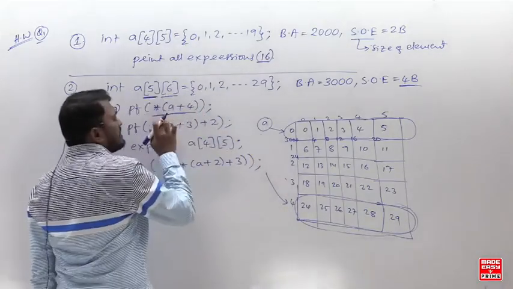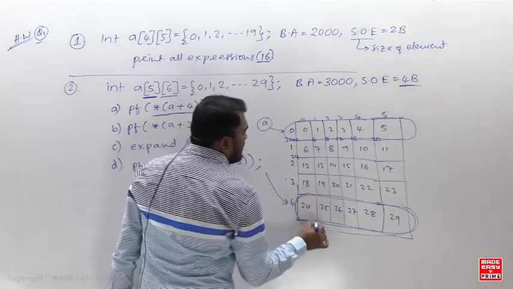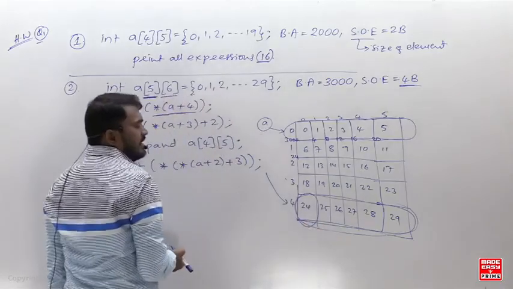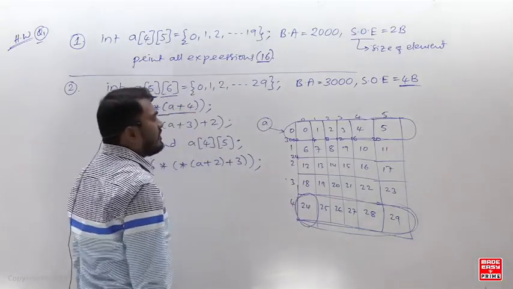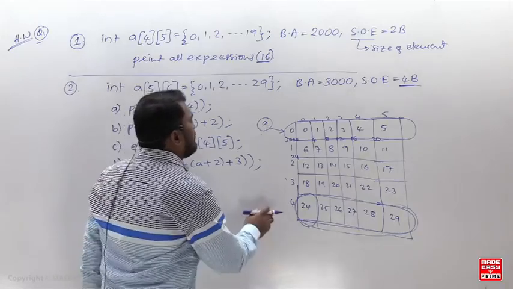And we said star means you will print the element address. This element address. That's it. Is that clear? So roughly you can make the diagram like this. You can copy it if you want.